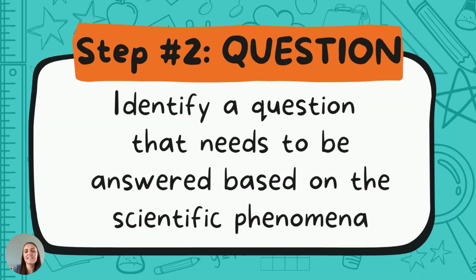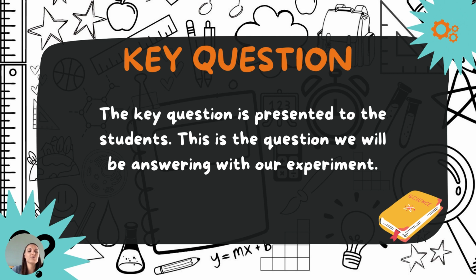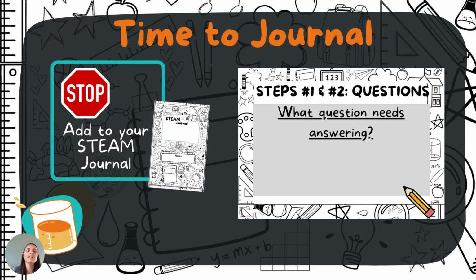So sometimes that's linked. Then we move on to the question section of this, and that's where we identify a question that needs to be answered based on the scientific phenomena. So the key question is revealed to students, and it's emphasized that this is a question that we're going to be answering with our experiment. So students then go ahead and write down the question. We always provide a version of our STEAM journal that has this empty so students can write it down, and a version where it's already documented for students because you get to decide how you want students to interact with the STEAM journal.